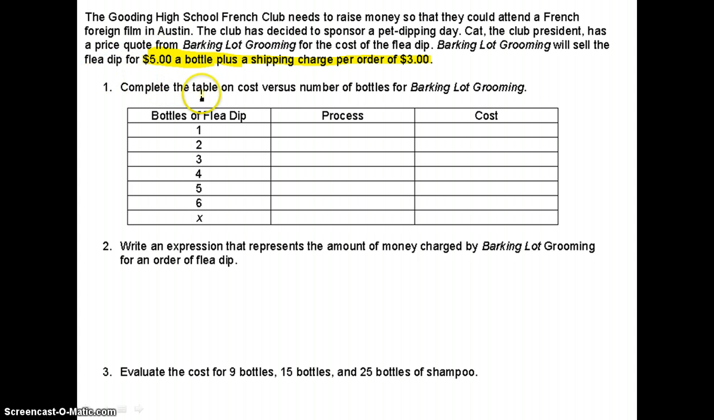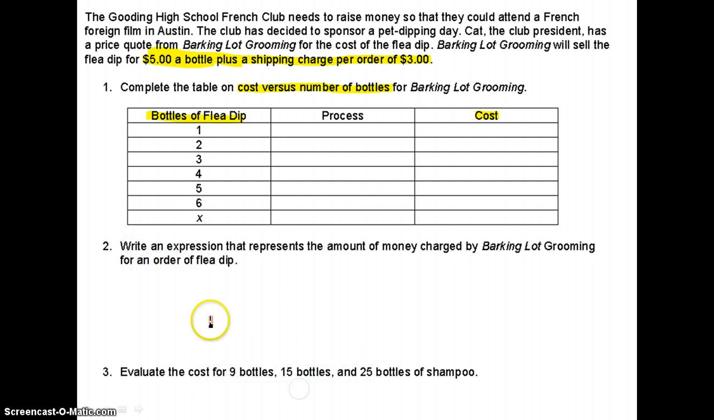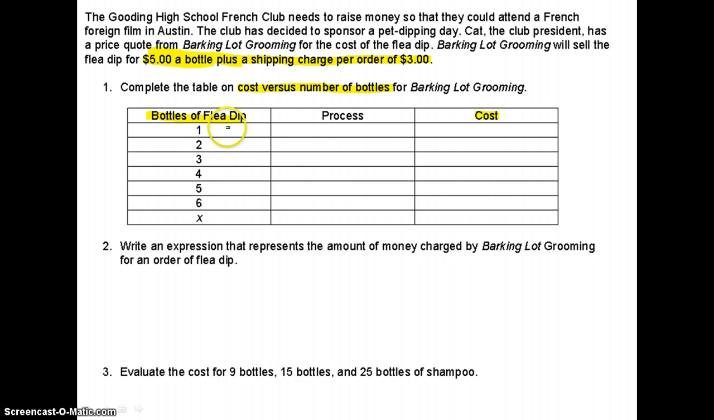Now, one says complete a table on the cost versus the number of bottles for Barking Lot Grooming. So, if you look, our X is the bottles and our Y is the cost. Remember, process just tells us how we're going to get there. Let's first set up our equation. It says $5 a bottle plus a shipping charge of $3.